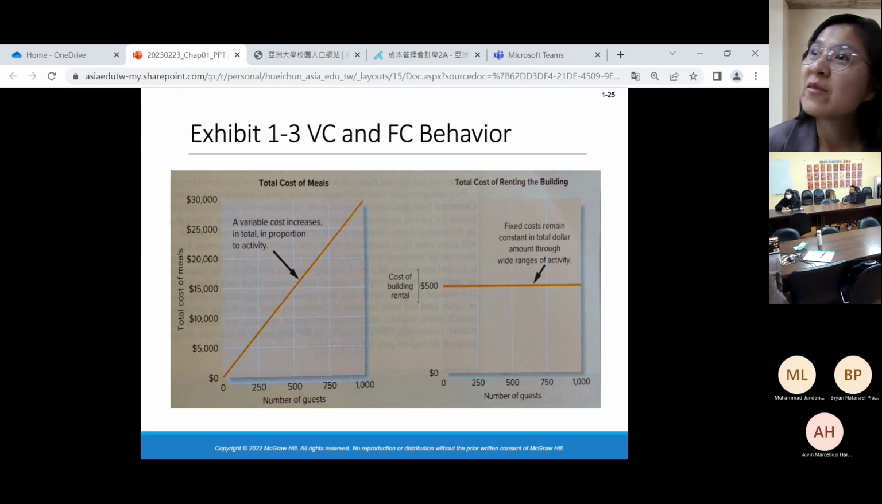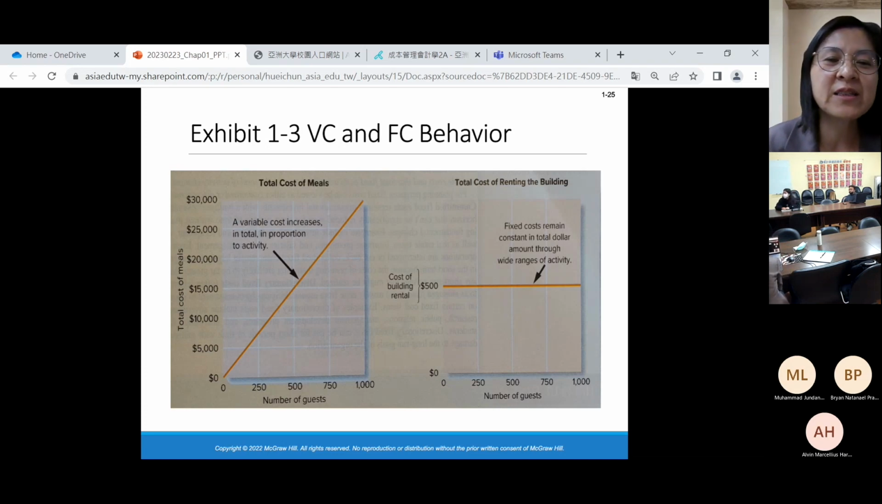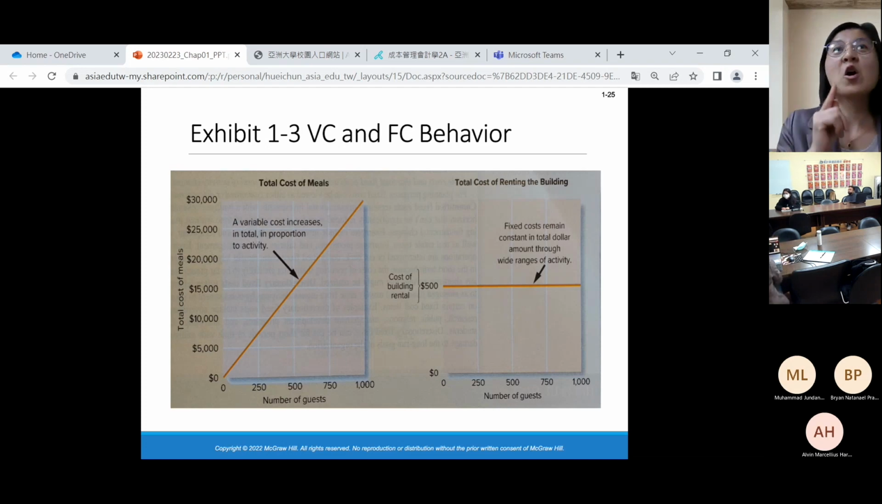Yes, in proportion. A variable cost increases in total in proportion to activity. So the flat one is for fixed cost, and the other line is for the variable cost. So that is cost behavior.